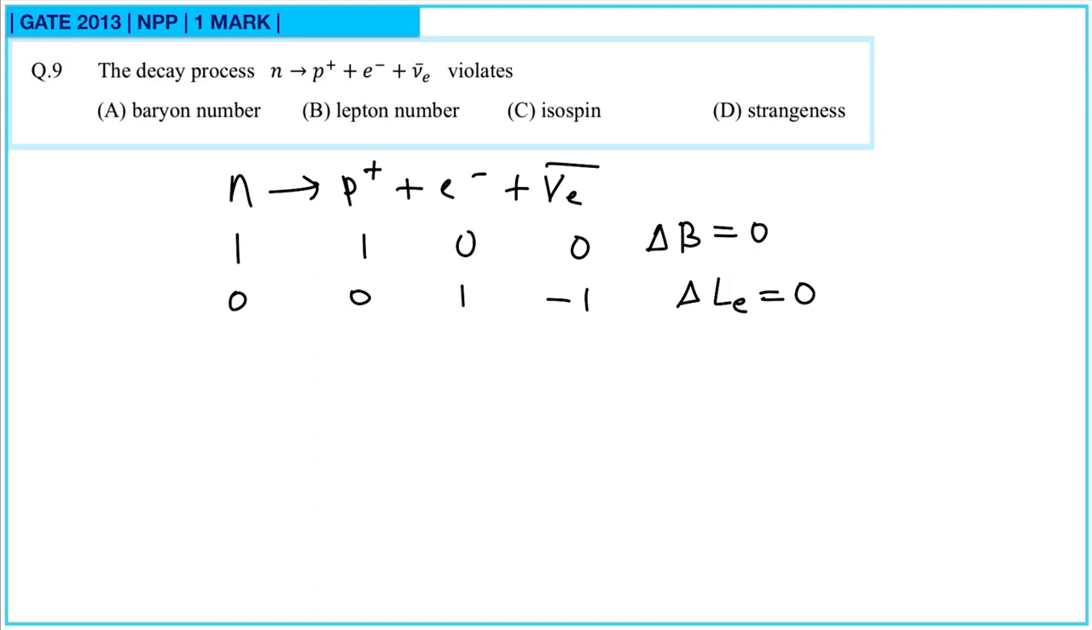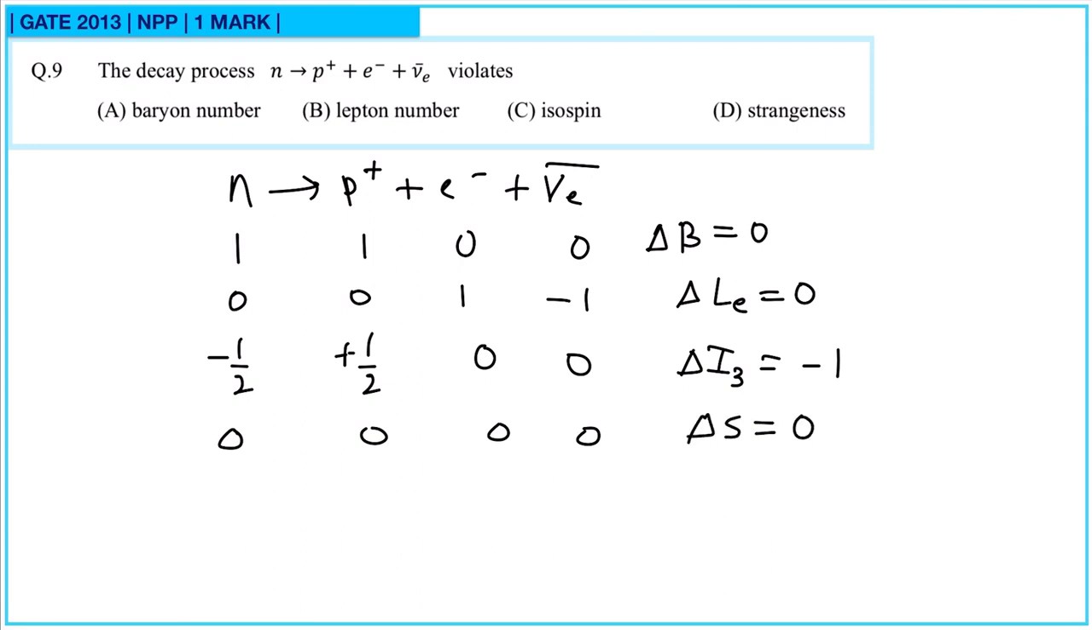Next we have isospin. So for isospin, for neutron it is minus half. For proton it is plus half. Electron 0 and 0. So delta I3 will be plus half minus minus half. So this will be minus 1. So isospin is not conserved. Next strangeness 0, 0. All these particles are not strange particles. So this is conserved. So option C only, it is not conserved. So it violates isospin.